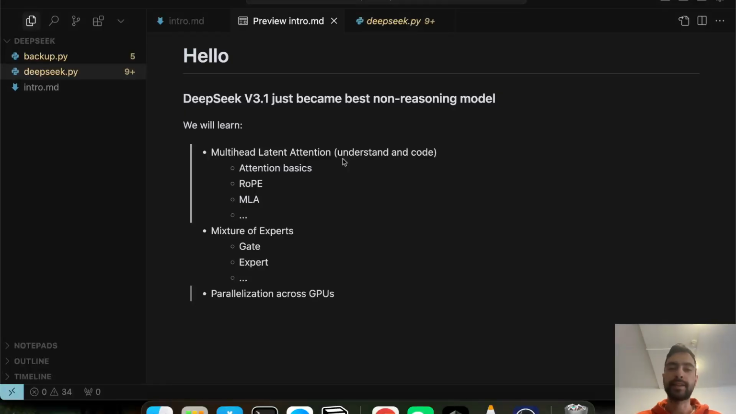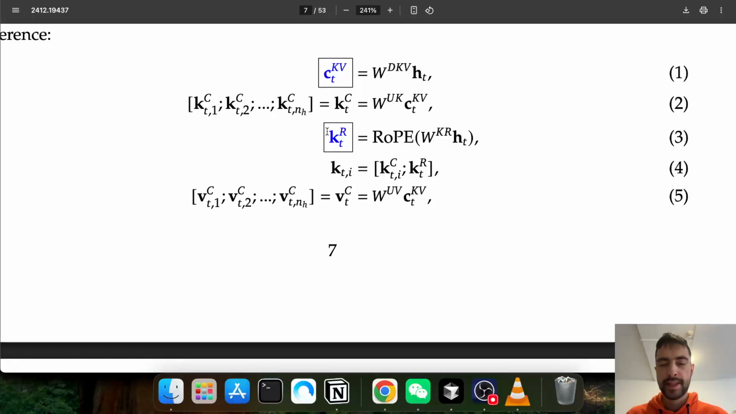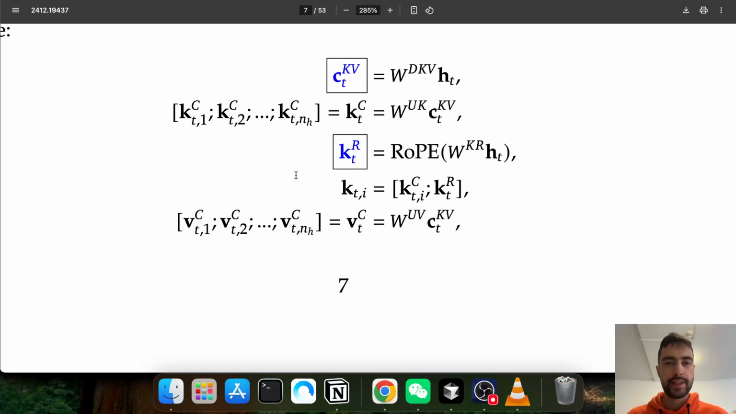And now we will start with the multi-head latent attention, where I will just show you the formula and then I will start explaining attention from the beginning. Let's take a look at these formulas in multi-head latent attention. They seem complex, but they are very simple once you understand them.